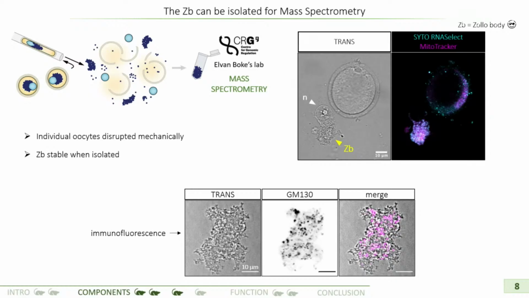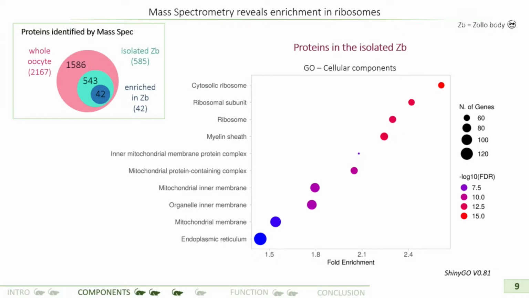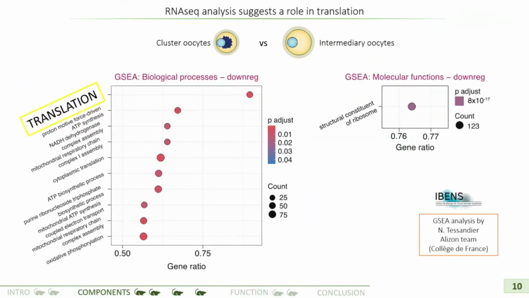So from this mass spectrometry, we compared isolated Zollo body with the whole oocyte at the same stage to obtain a list of proteins found in the Zollo body, but also enriched in this compartment compared to the surrounding cytoplasm. If we run gene ontology on this list of proteins, starting from the bottom, we have, as expected, a lot of proteins found in membranous organelles, but most significantly and redundantly, an enrichment in ribosomes, which was quite a surprise. Like, are these ribosomes enriched because they are active or because they are stored? We'll see. I validated this list by immunofluorescence, and I moved on to the RNAs contained in the RNPs.